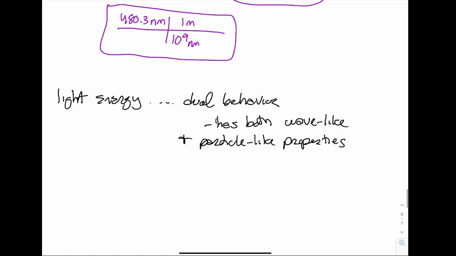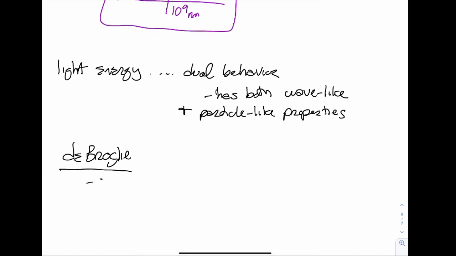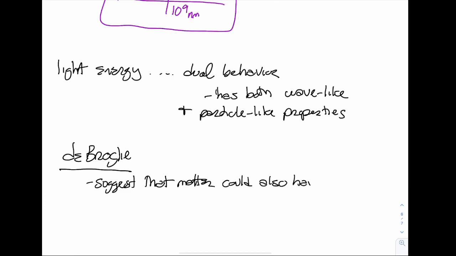De Broglie, he then suggested, well, if light has particle-like and wave-like properties, then maybe so does matter. So he suggested that matter can behave in some respects like a wave also. So he suggested that matter could also have wave-like properties.